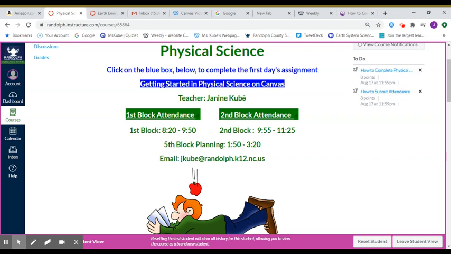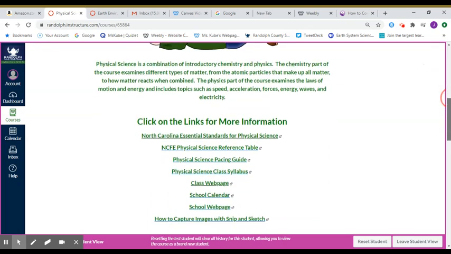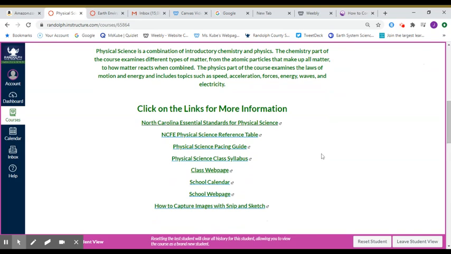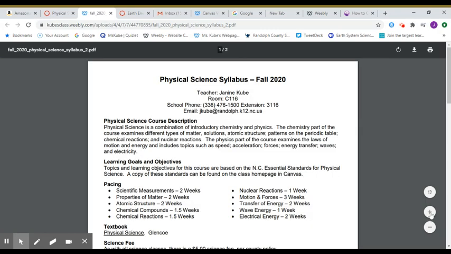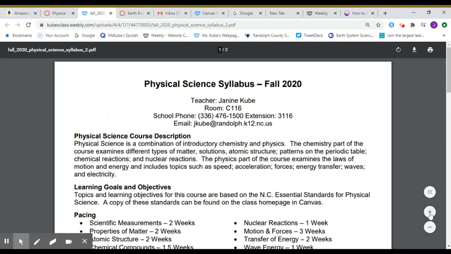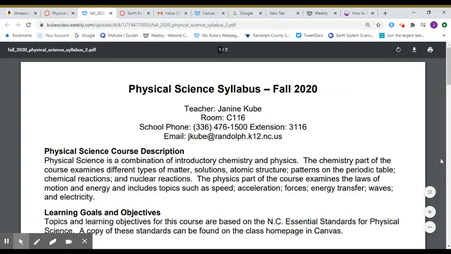So on the home page, I'm going to find the syllabus again. It's down here under links for more information. Okay, so it's right there. Right, so when the PDF generates, there we go. All right, so you can always make it larger just by clicking over here in the lower right corner or make it smaller. So this time I'm going to make it larger so it's easy for you to see in the video.